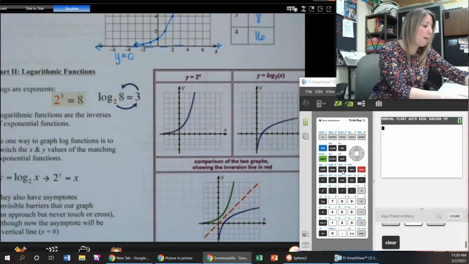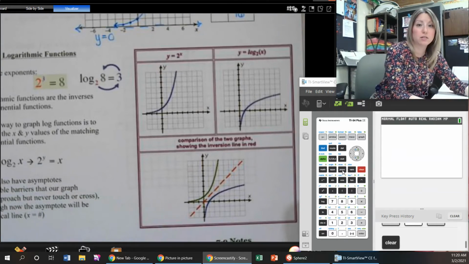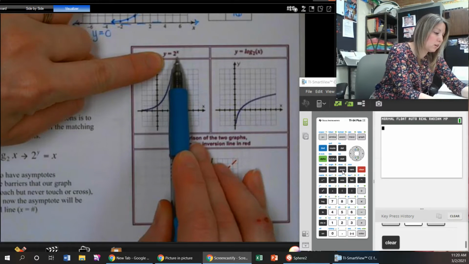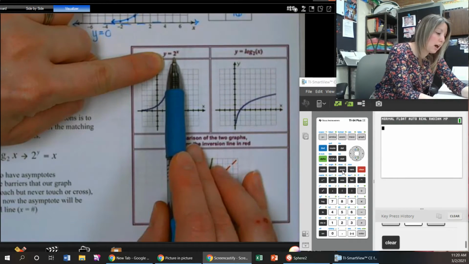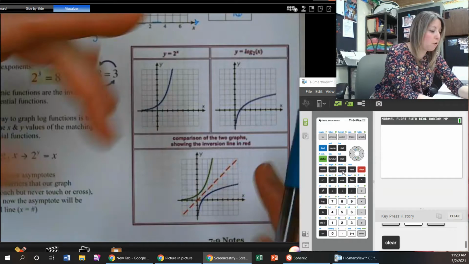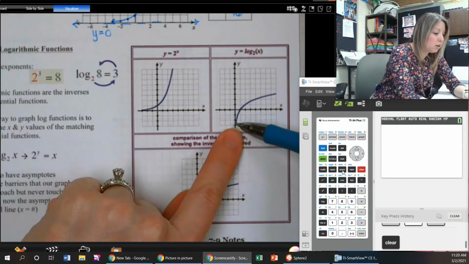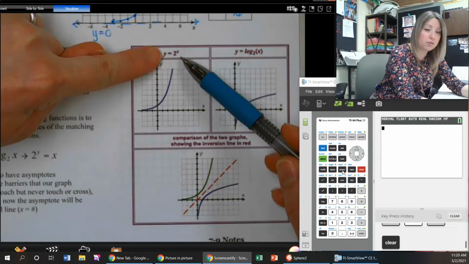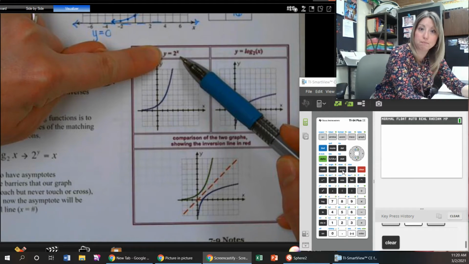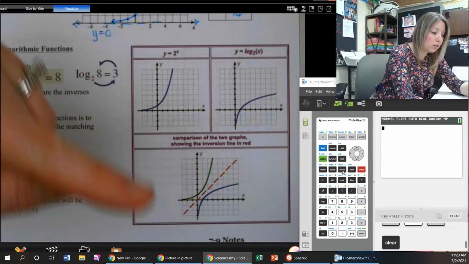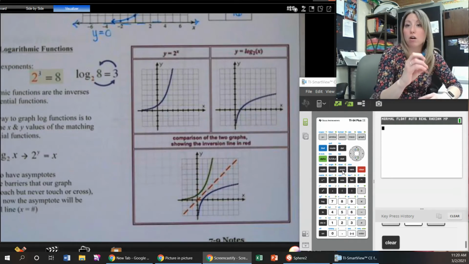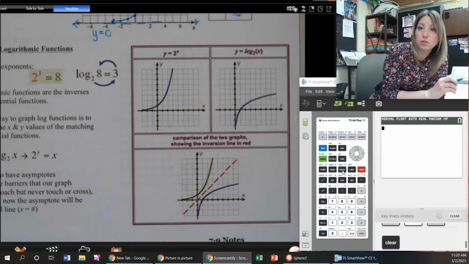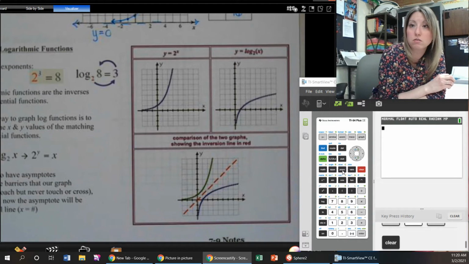And so what happens is, to take this base and have the 2 and the x in that logarithmic form, you actually just flip around your x and y points from the exponential function. So our logarithmic functions are the inverse functions of our exponential functions.